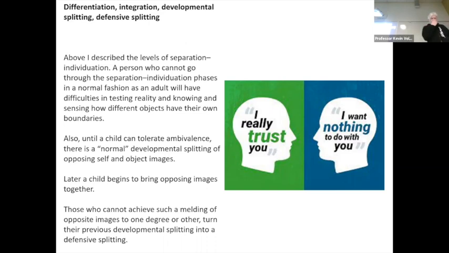That's a normal thing that happens. But if you don't get past that level, then you never integrate those good and bad images. That's where later on, as an adult, you need to keep those things good and bad, and the splitting defense comes into play.